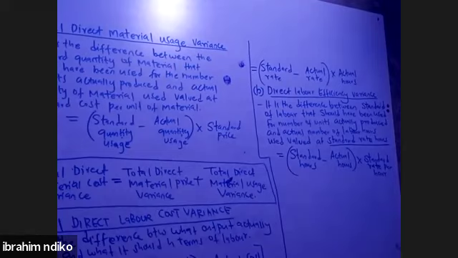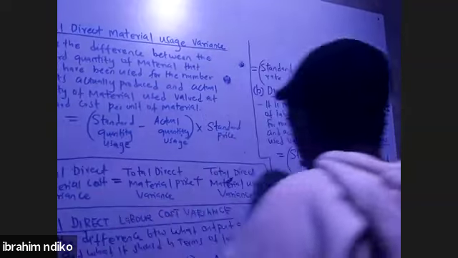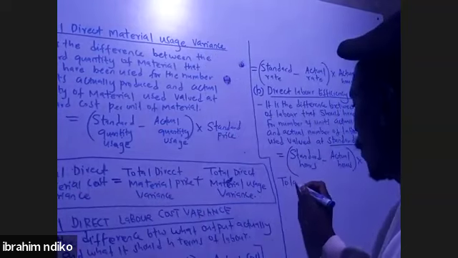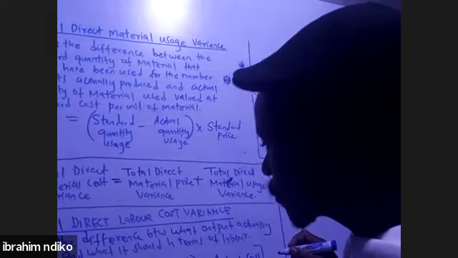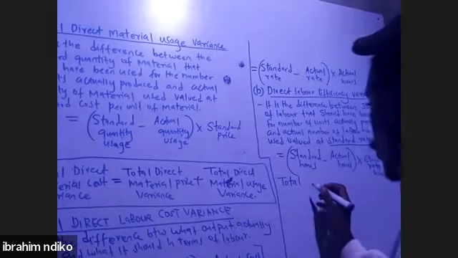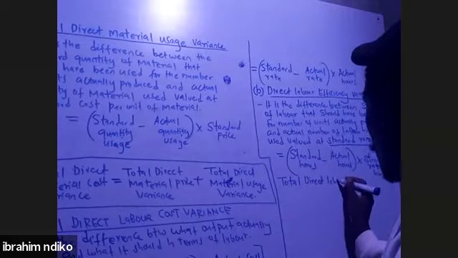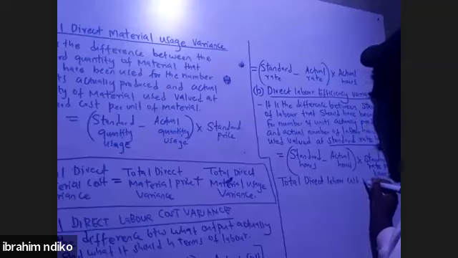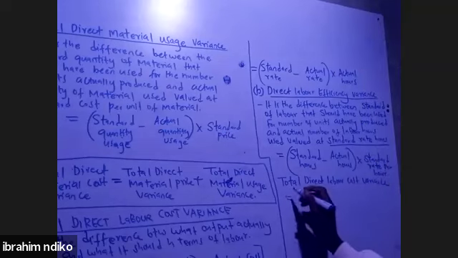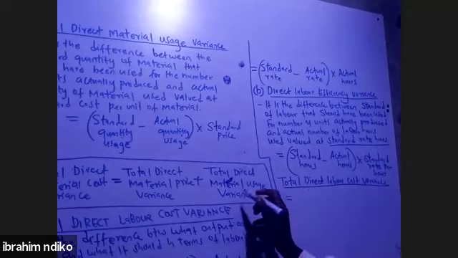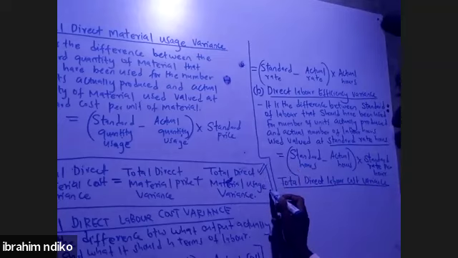Now, we can also add this formula and say total direct labor cost variance is equal to, so this one, huyu hapa. So to me formula, you can use this one.